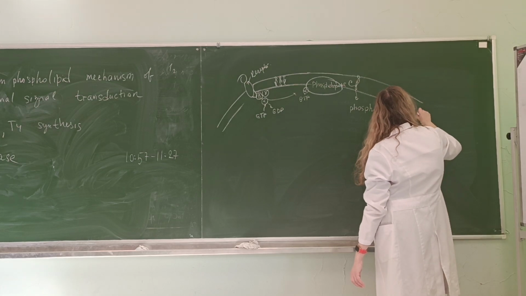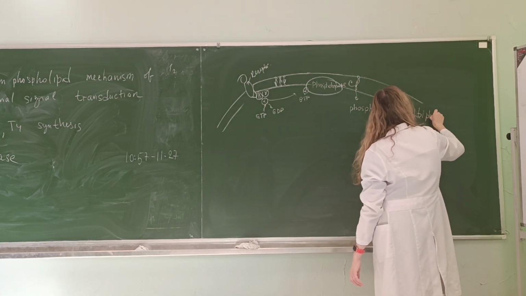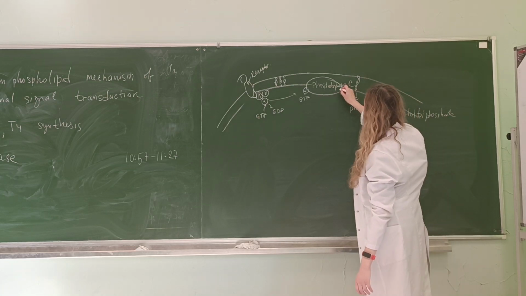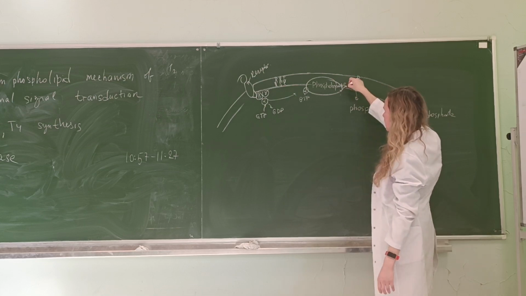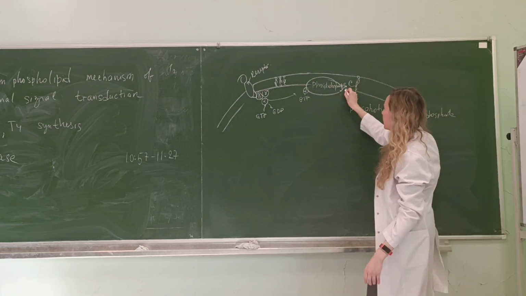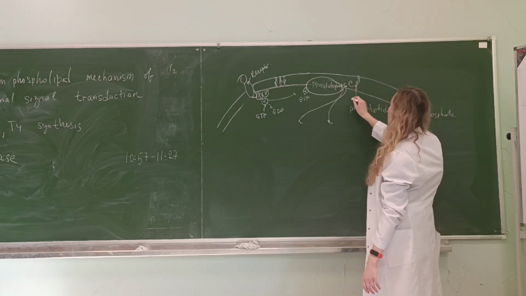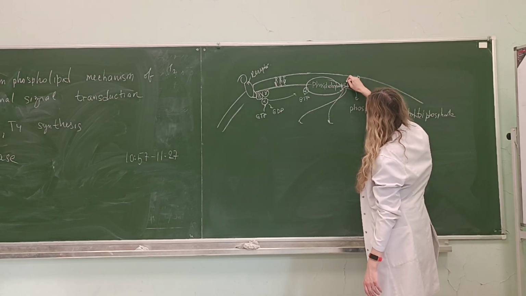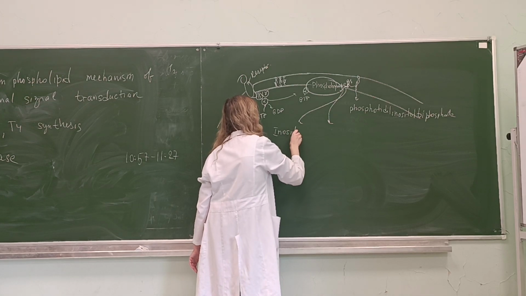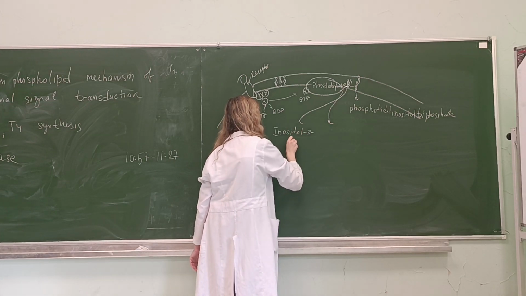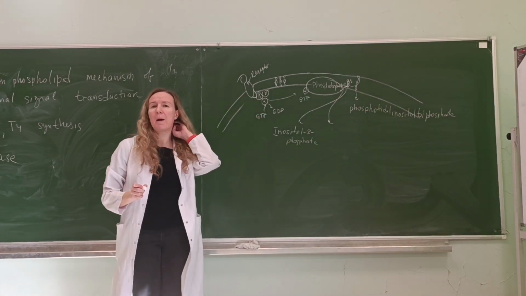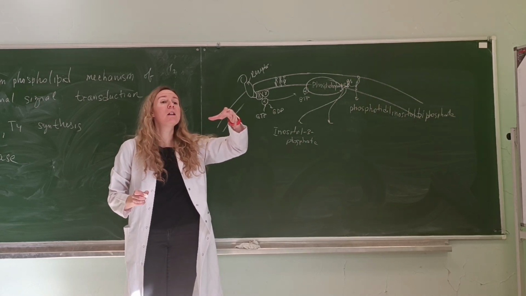Phosphatidylinositol biphosphate. Phospholipase C will take this phospholipid and separate it into two structures. From this lipid we can get inositol 3-phosphate. This is a part of the head of the phospholipid, the hydrophilic part.